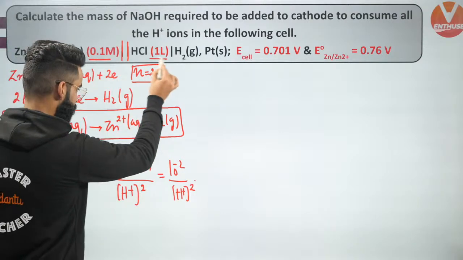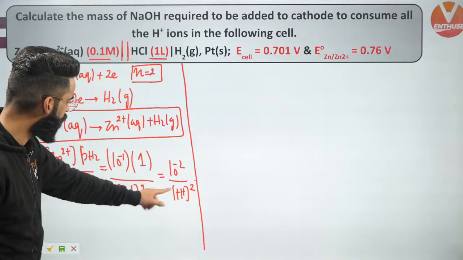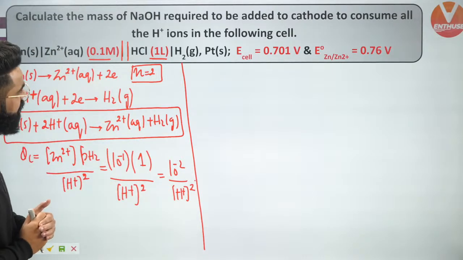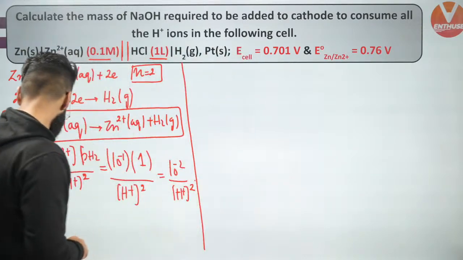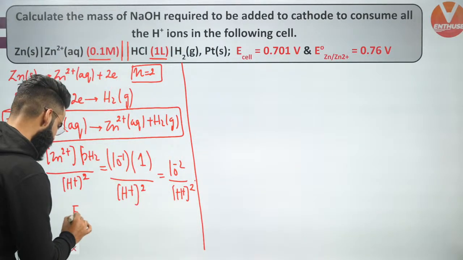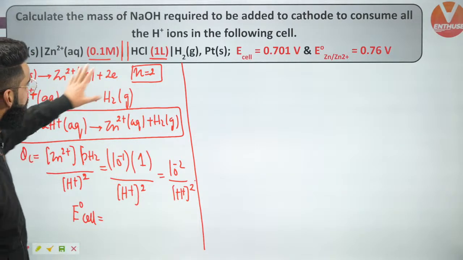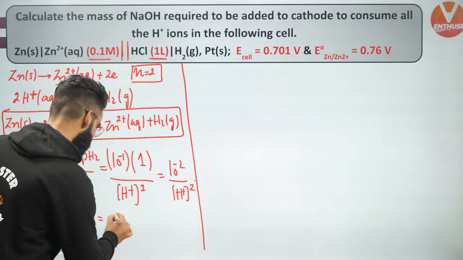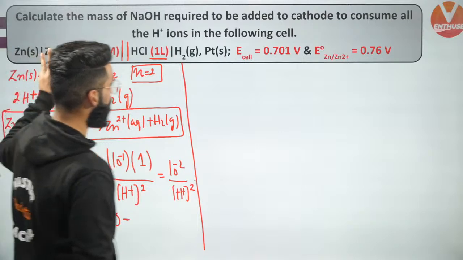Volume is given. Absolutely, volume is given. Now we will see: the n value we got, the Qc value we got in terms of H+. The Ecell value is given to us. Can we calculate the E° cell right here? Yes, we can. E° cell will be equal to E° of cathode minus E° of anode. The cathode is the hydrogen electrode; its standard reduction potential is 0 minus the standard reduction potential of the anode.